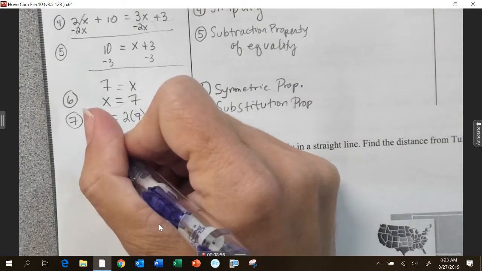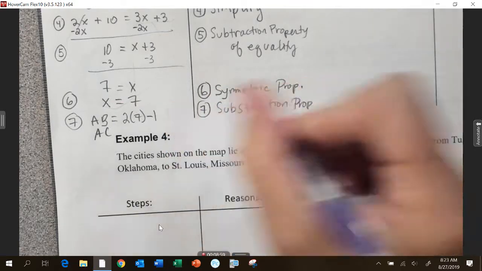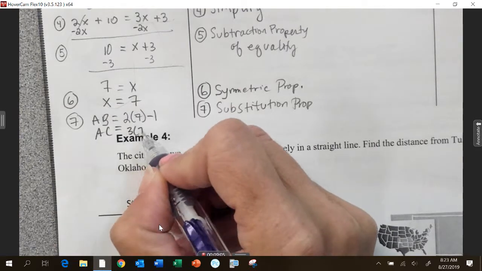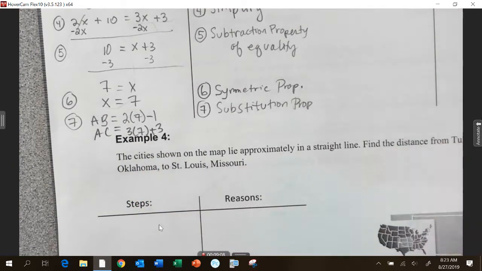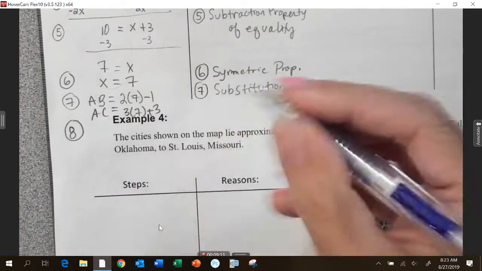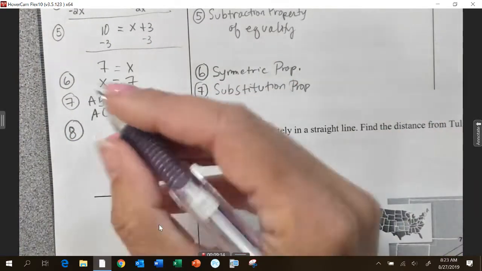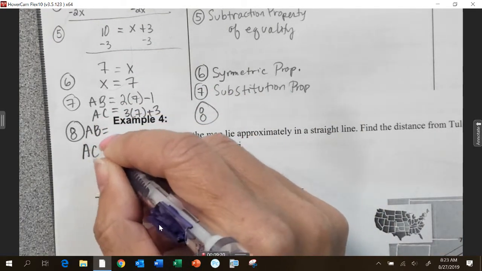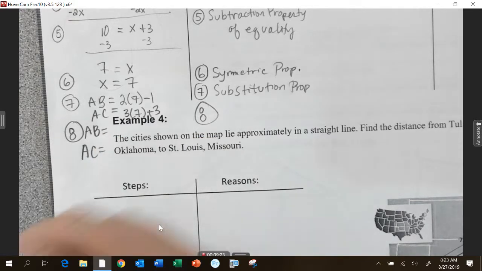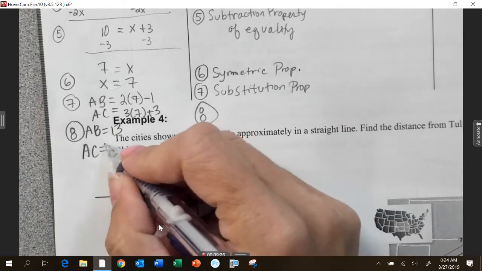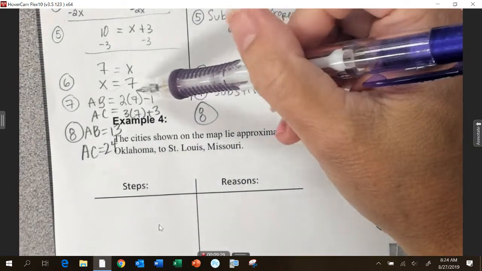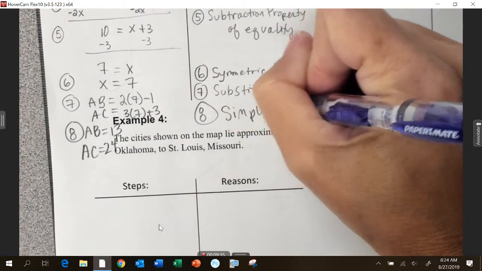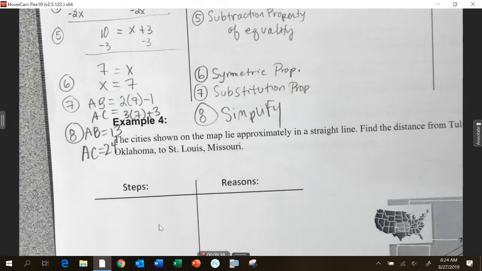And maybe I just do AC at the same time, because that's going to be the exact same thing. We're going to do substitution. We're going to do 3 times 7 plus 3. That's also substitution. I just got one more step, and I wrote too big when I did it originally. I have one more step. AB is 13. Do you have AC also? 24. And what can I do to figure out that 2 times 7 minus 1 is 13? I'm just simplifying. That'll be the answer. The last reason.